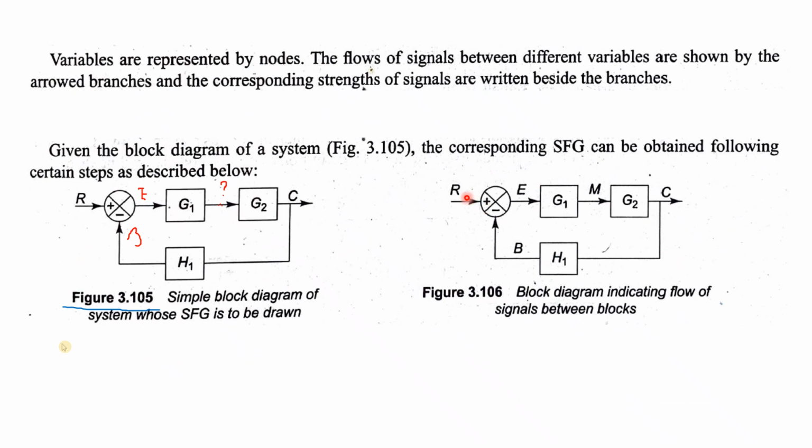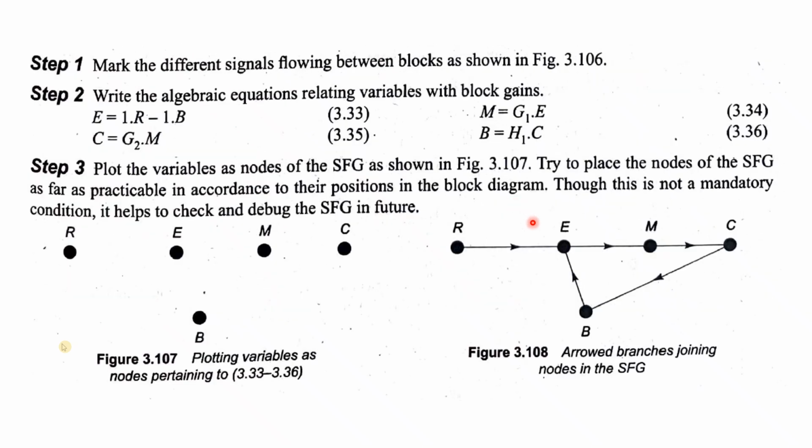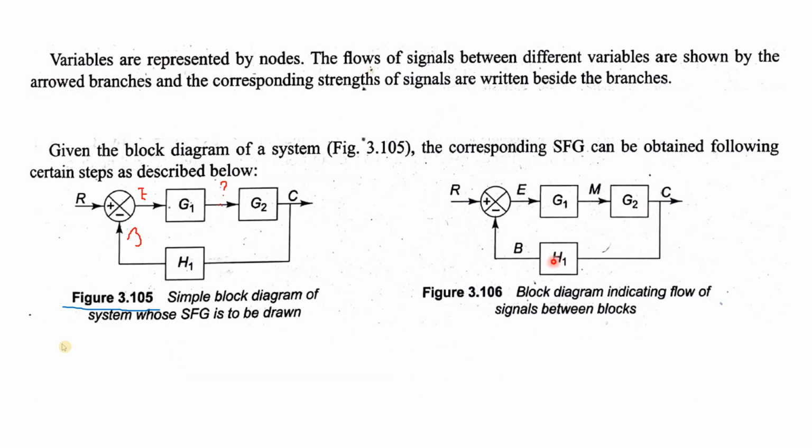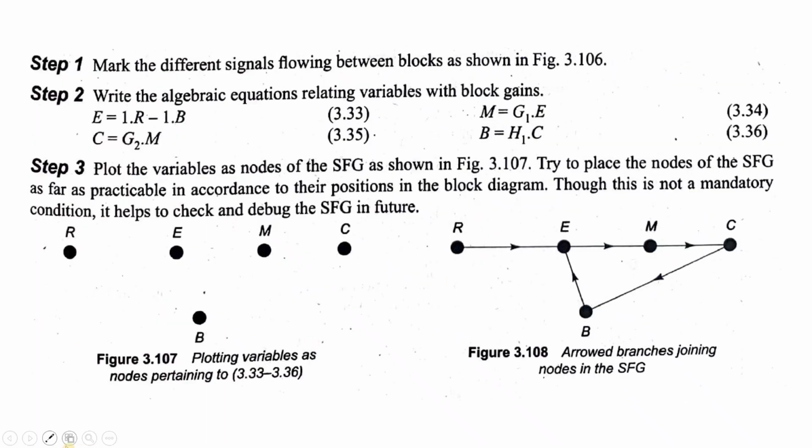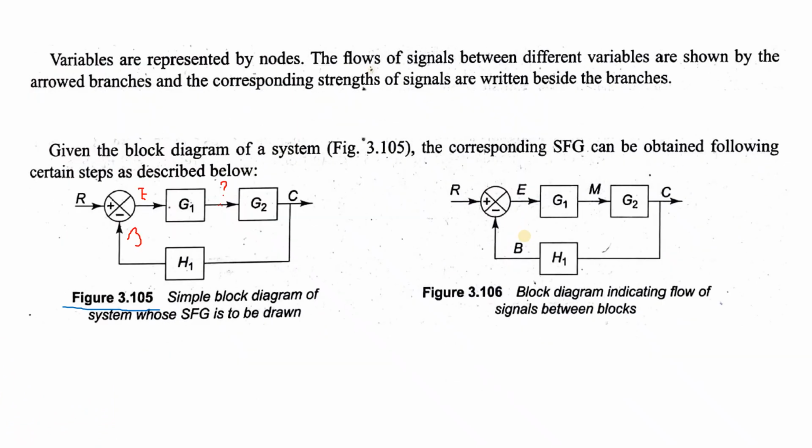Here R, E, M, C, B are the signals. What is the direction of the signal? From left to right, and feedback is from right to left, meeting at this particular point. So we will consider the summation point at E itself. You can see the signal is traveling from R to E, E to M, M to C, and then it is coming to B, and B to E. And what we will do, we will write here 1.